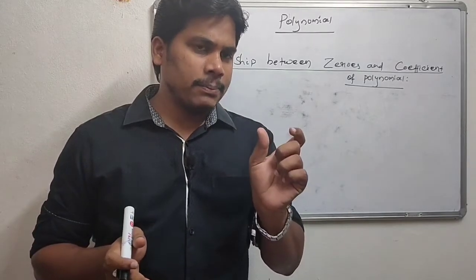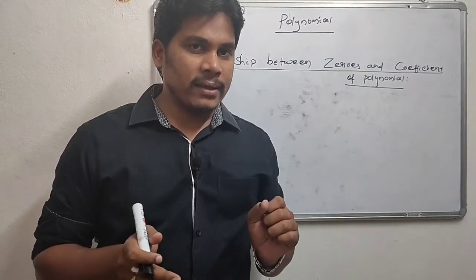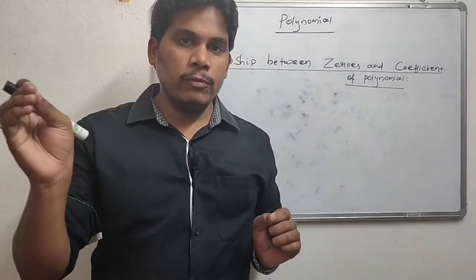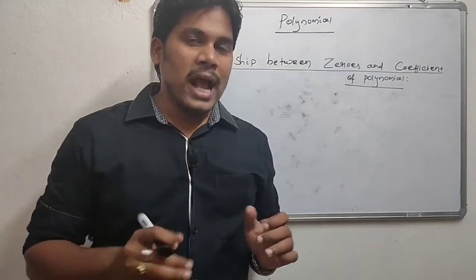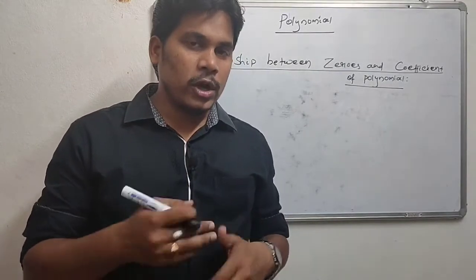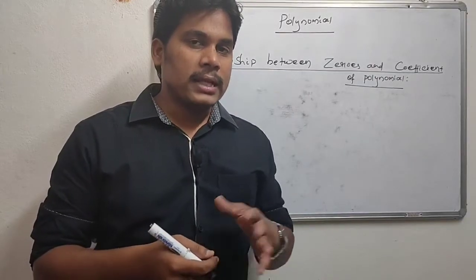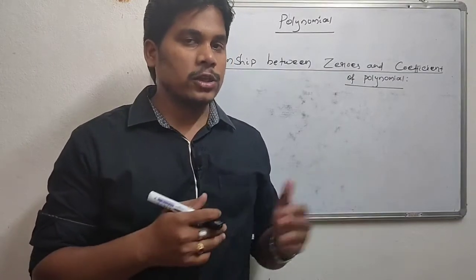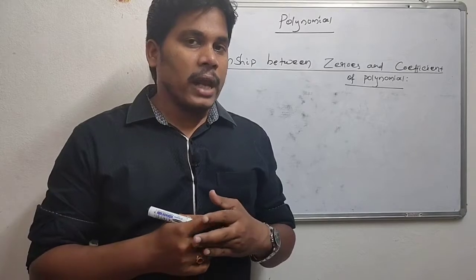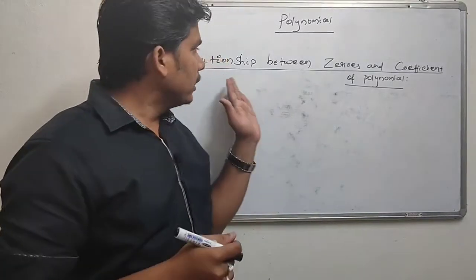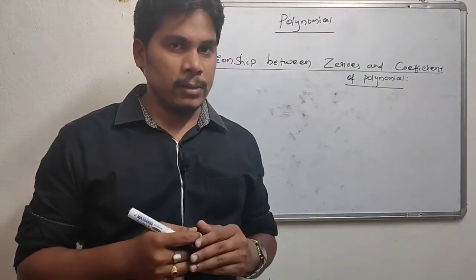Let's take an example. If a cubic polynomial is given, and we know only one factor or one zero, how can we find the other two zeros, or the other two factors? These are all things we'll understand in this video. Now let's get started with the relationship between zeros and coefficients of a polynomial.